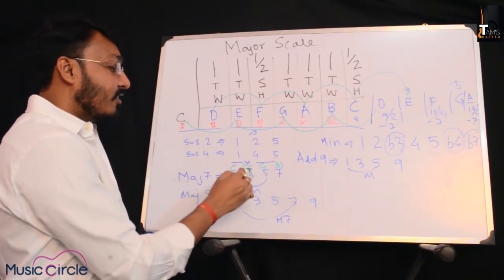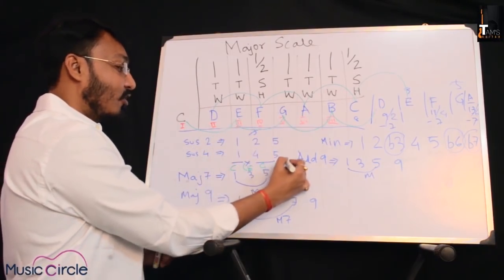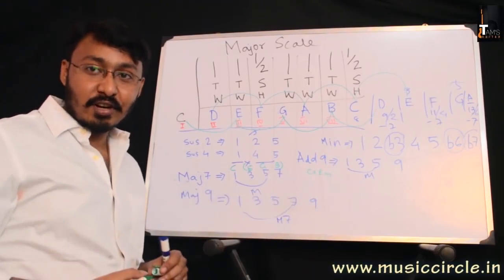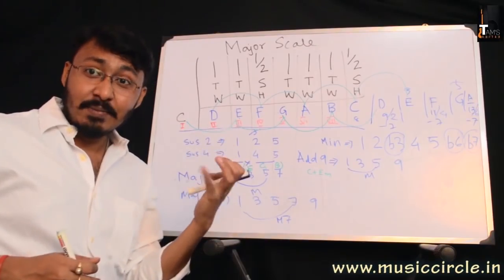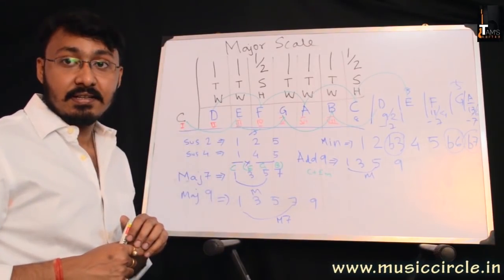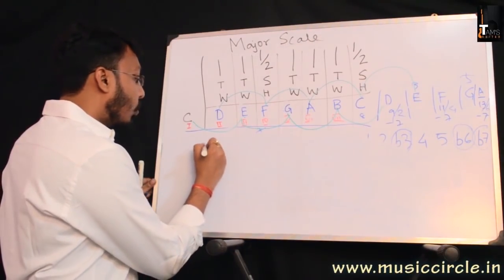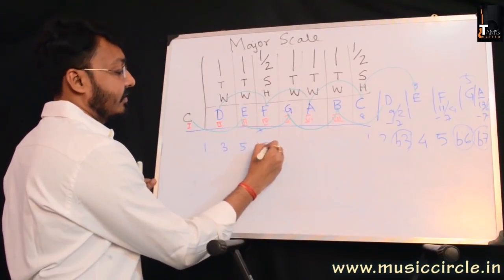You have C note with EGB. What is EGB? EGB is nothing but E minor chord. So C plus E minor. So if a C chord is going on and if you play E minor arpeggio over it, you will get the sound of C major 7. Like this, 1 3 5 flat 7.